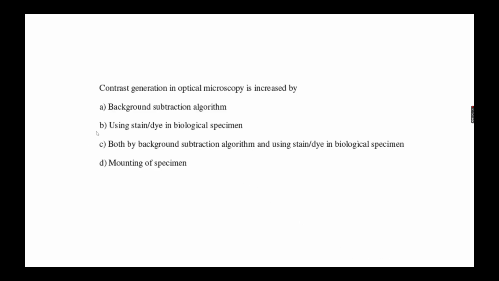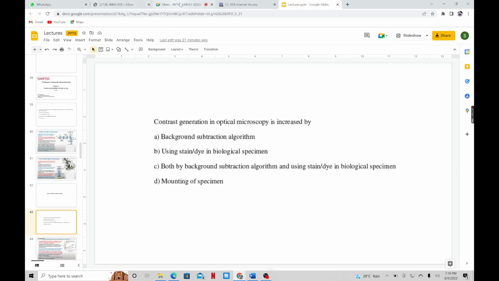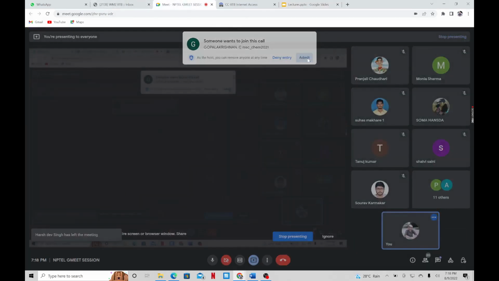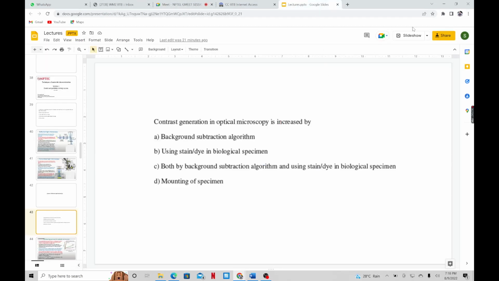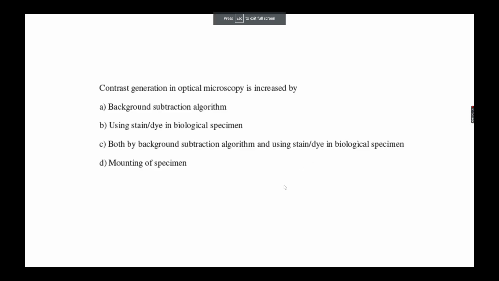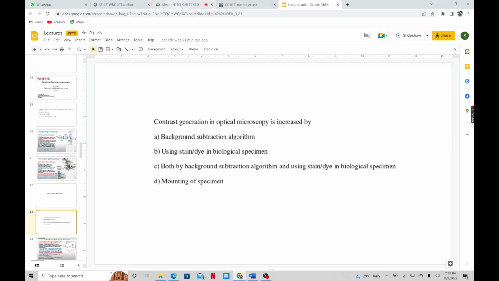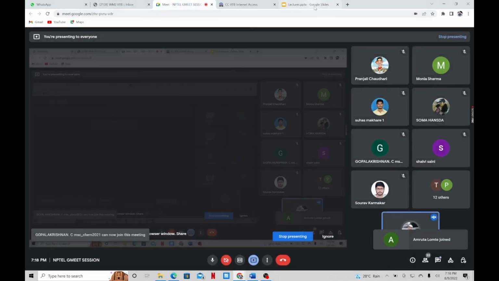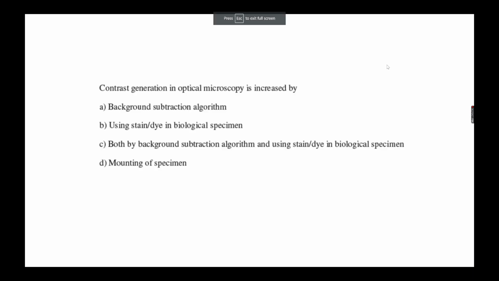So the second question is: the contrast generation in optical microscopy is increased by. So here it is asking about optical microscopy. How can we increase the contrast generation? I will also be discussing contrast, and I will show you some examples of why contrast is very important in the field of microscopy.